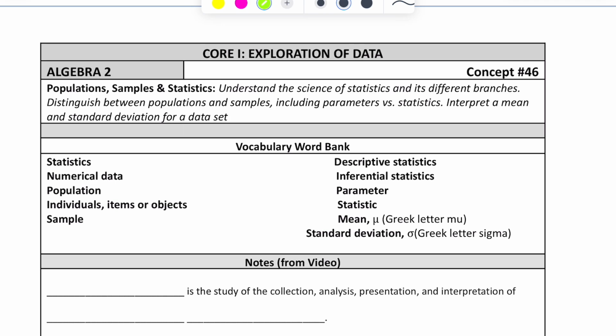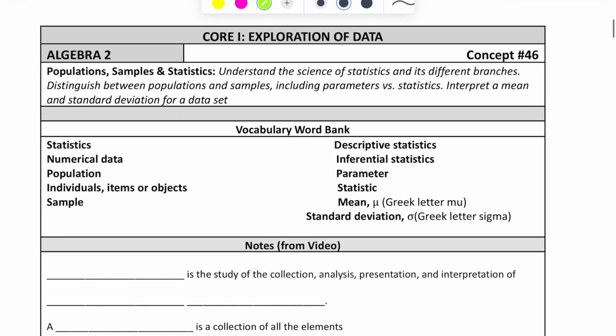So our goal here is to understand the science of statistics in its different branches, distinguish between population and samples, including parameters versus statistics, and also learn how to interpret a mean and standard deviation for a data set. If you look at our vocab word bank, we have quite a few new definitions, and we're going to use those definitions to fill in our blanks as we go.